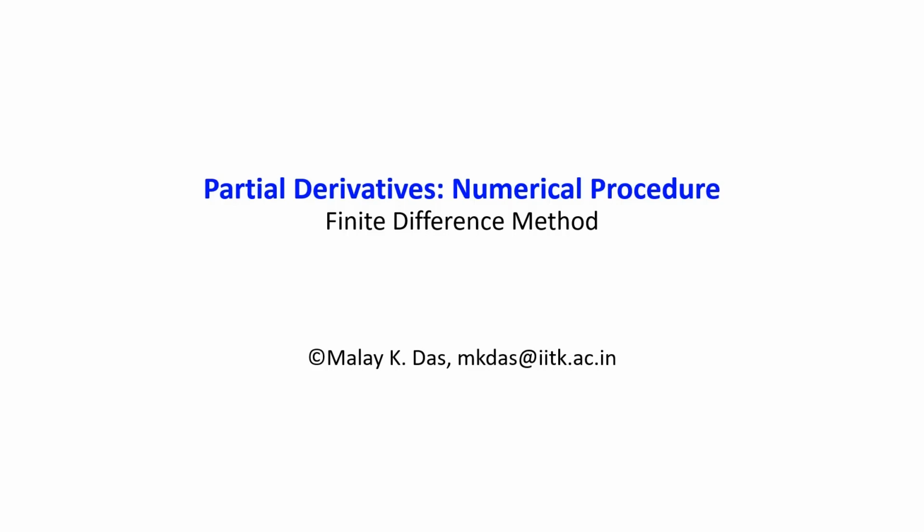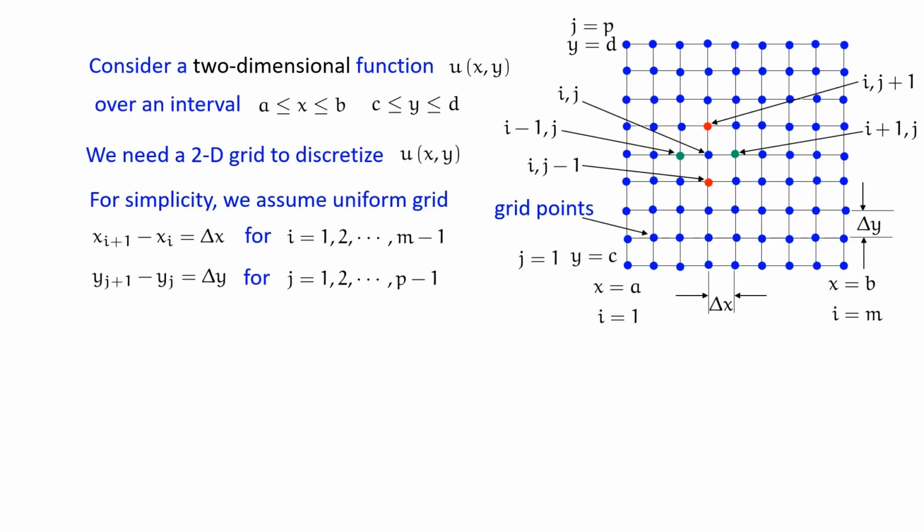In this lecture, we will see how to find partial derivatives of a function. Needless to say, the techniques for finding ordinary derivatives are absolutely applicable. Only the notations and the indexings are slightly different, which we'll see now. Let us take a two-dimensional function u of x and y.